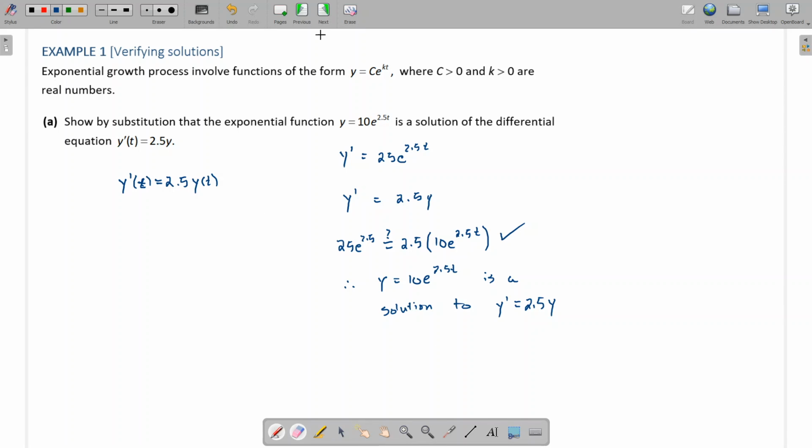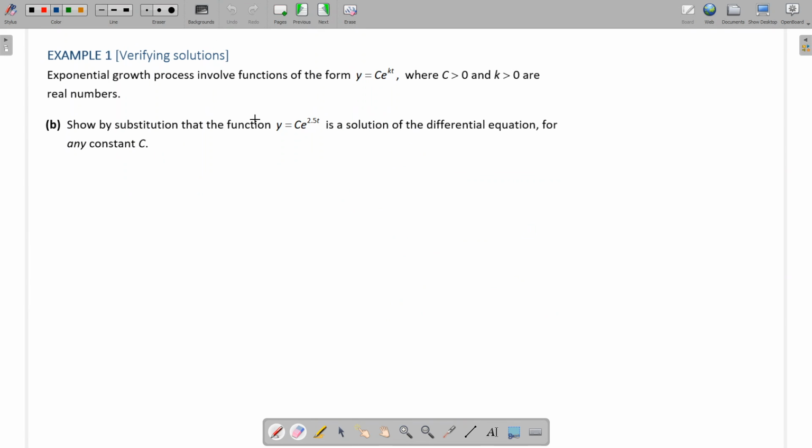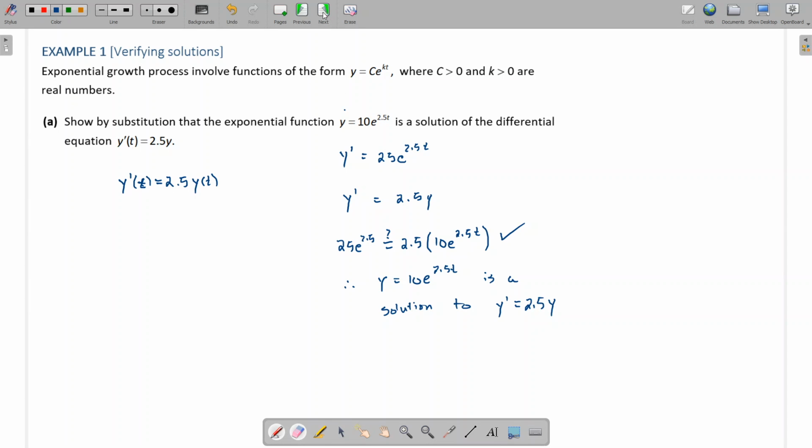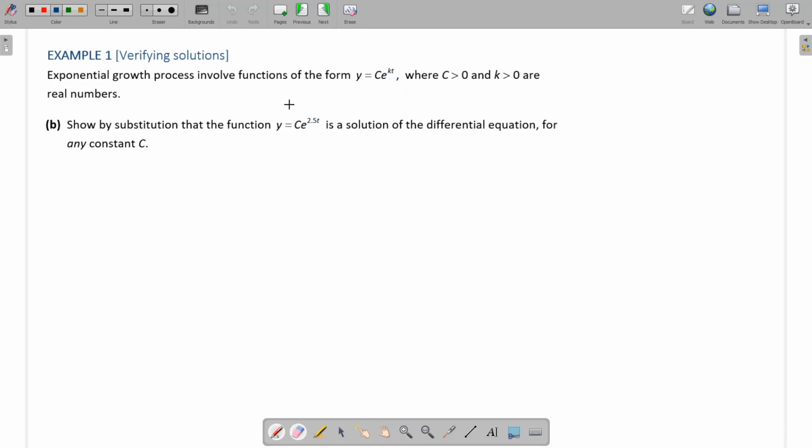Okay, we do have a part B to this. Part B says, okay, that previous solution worked, but we're going to show that there's more than one solution, that in fact this is a solution to the differential equation always, no matter what C is. So I should have kept that differential equation up here.